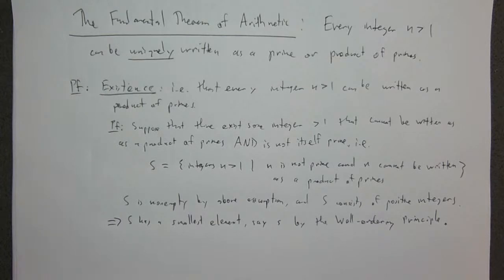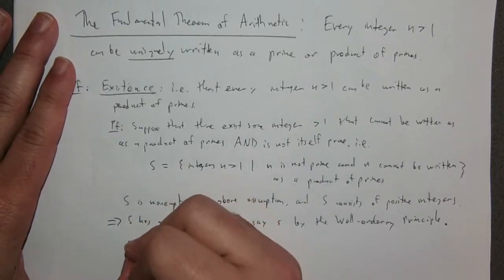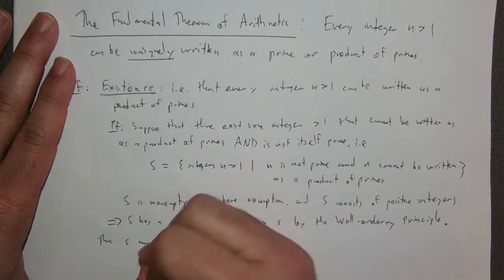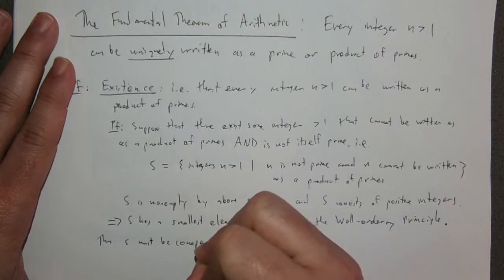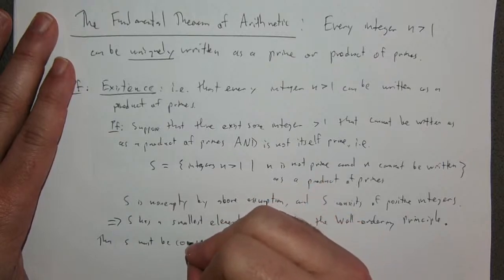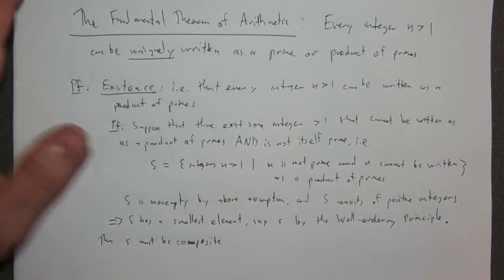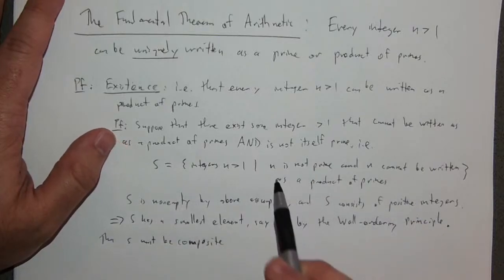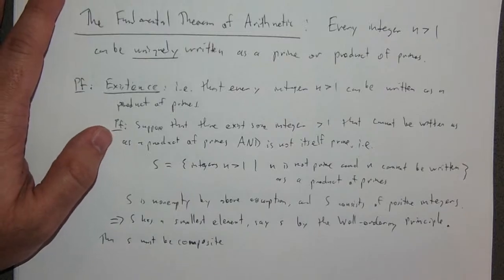All right, so S has a smallest element. We'll call it little s, right? So little s must be composite. Composite, yes, I can spell. So little s must be composite. Why? Well, any element here can't be prime. So necessarily s must be composite.